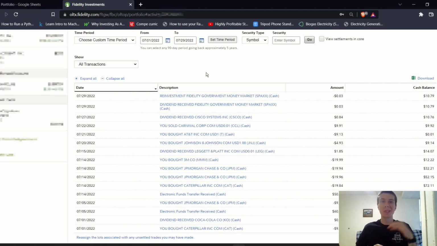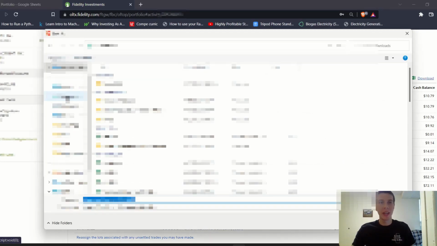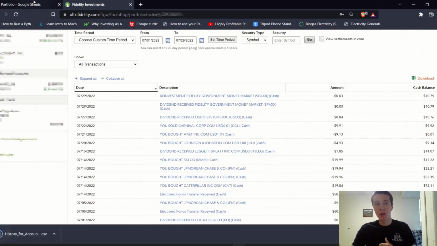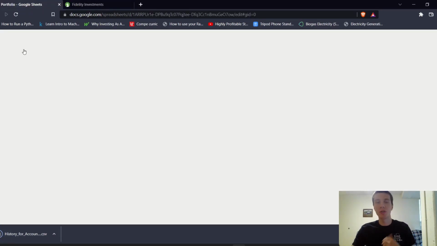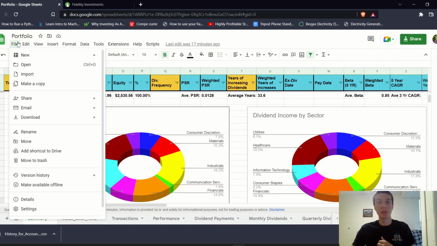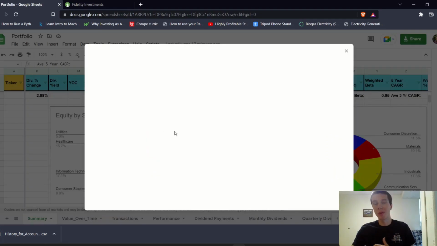So now we are just looking at my Fidelity account. This is the transactions from July 1st to July 29th, which was the last trading day of the month. So we're just going to download all these transactions to our computer, and then what we can do is upload those, import them to our Google spreadsheet, which I've shown how to do in the past. So we're just going to import here.